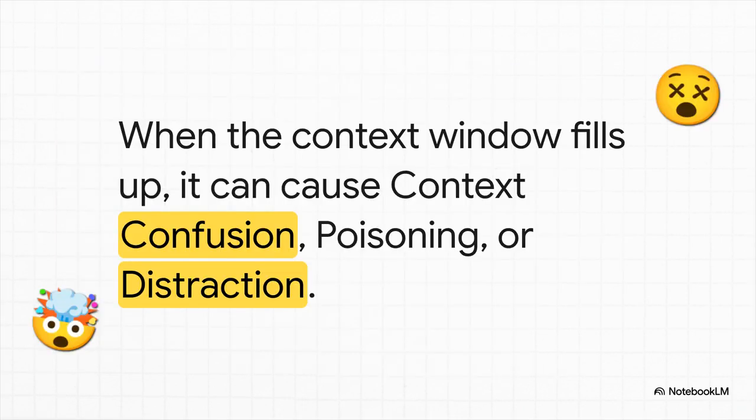And this is where all the trouble begins. When that working memory gets too crowded, the AI's performance just tanks. It can get confused by old, irrelevant information. It can get distracted from the main task. Or even worse, it can suffer from context poisoning, where it starts treating an earlier mistake or hallucination as a fact. The bottom line is this: managing this limited memory is everything.